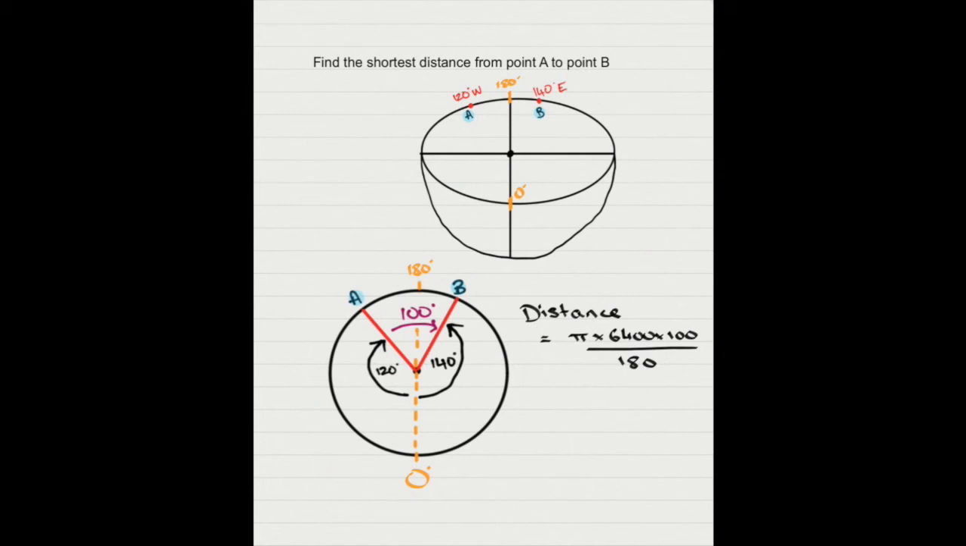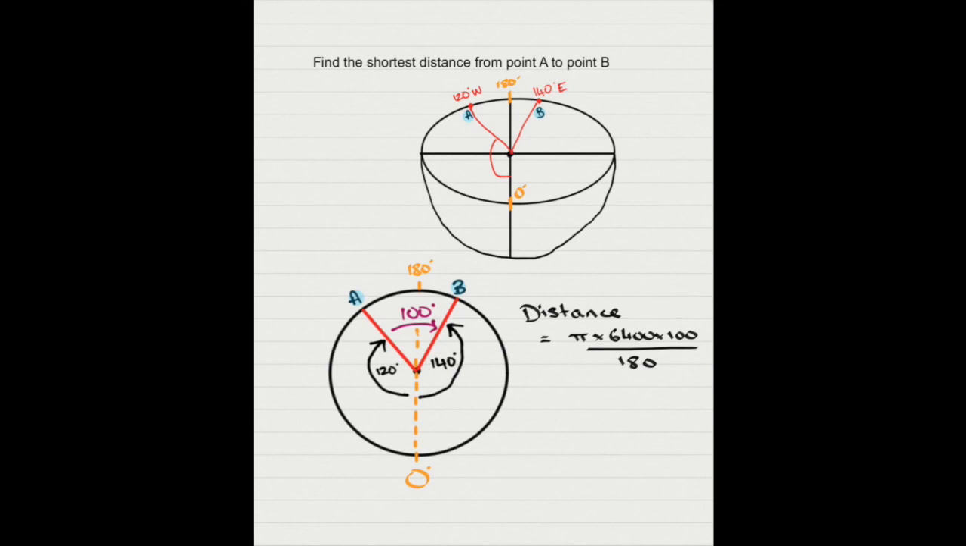Here we have an interesting question that gives us again 2 points, point A and B. We're given the longitude of these 2 points. One is 120 degrees west, one is 140 degrees east, and we're asked to find the shortest distance. It's very important to note that it says the shortest distance.